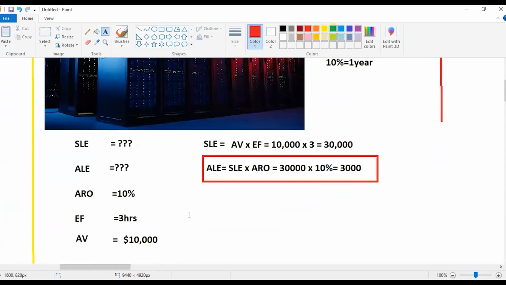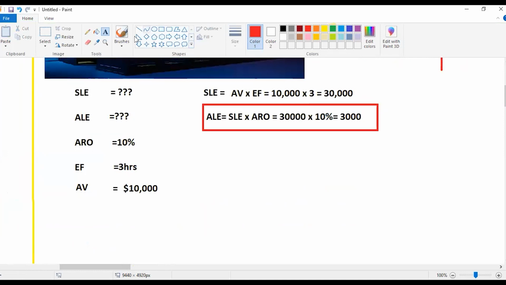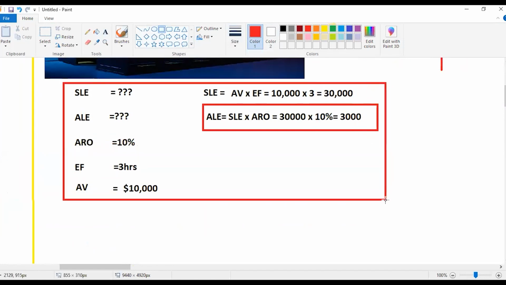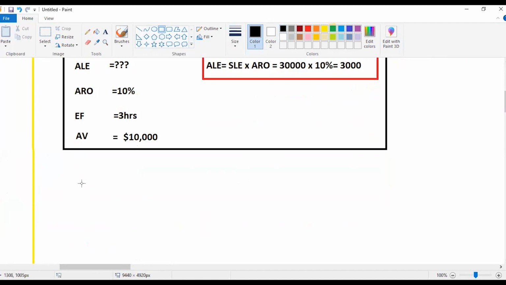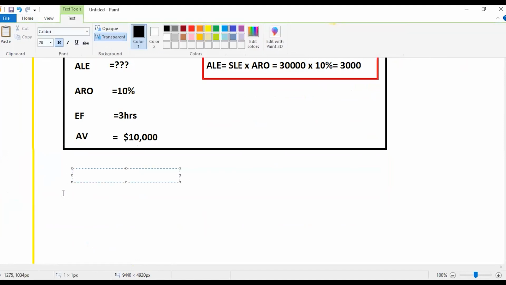So anyone here having doubt understanding these equations? Sir, I didn't understand what all this SLE, ALE was. Could you revise all of this for a second, sir? Okay, okay, not a problem for me. But just give me some time.